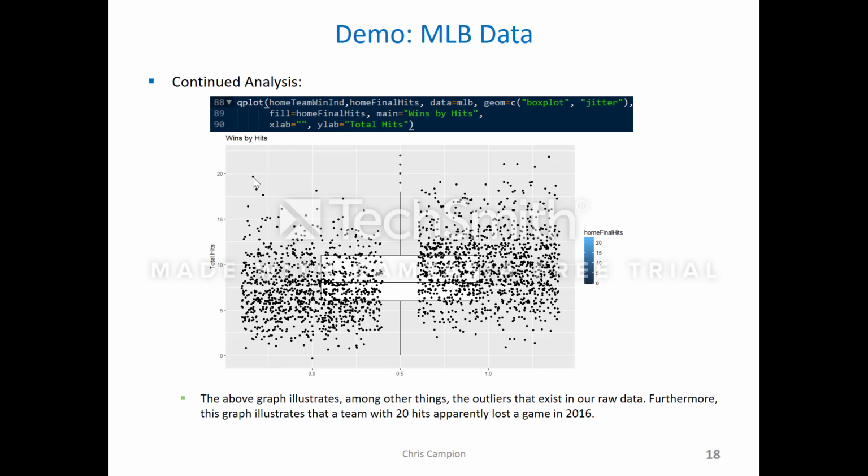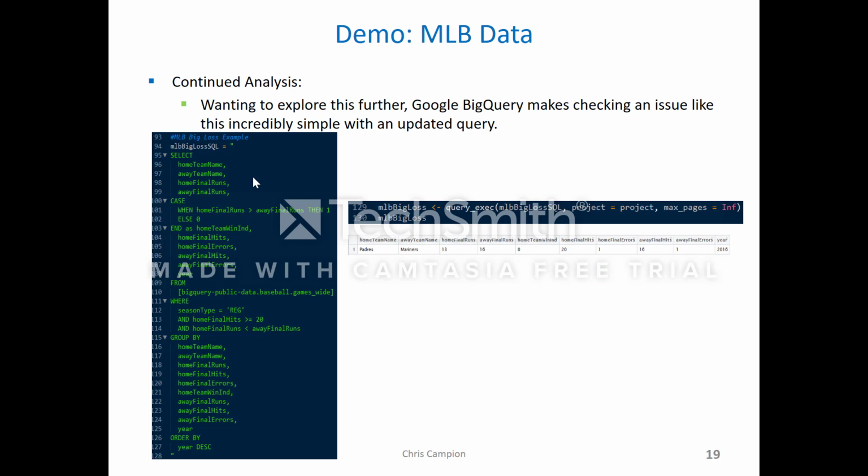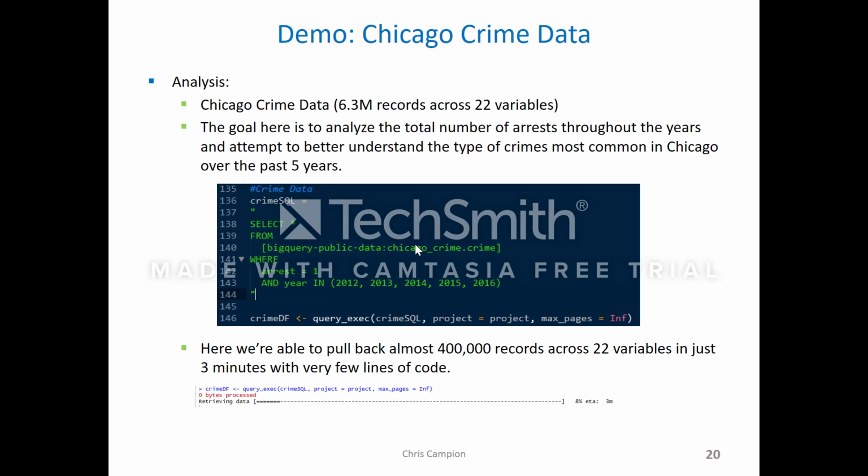So going back to BigQuery, I thought, well, let's just update my query and plug in there where the home final hits is greater than or equal to 20, and yet the home team's runs is still less than the away team's runs. And sure enough, in 2016, looks like the Padres lost to the Mariners 13-16. So very high scoring game, very much not a normal game. That's why it's an outlier. But it can happen.